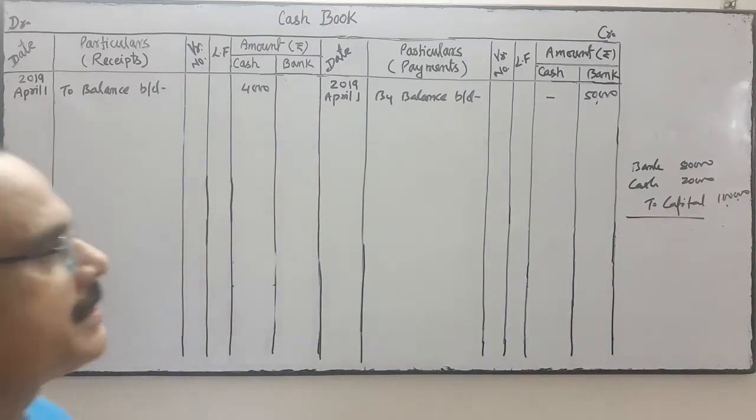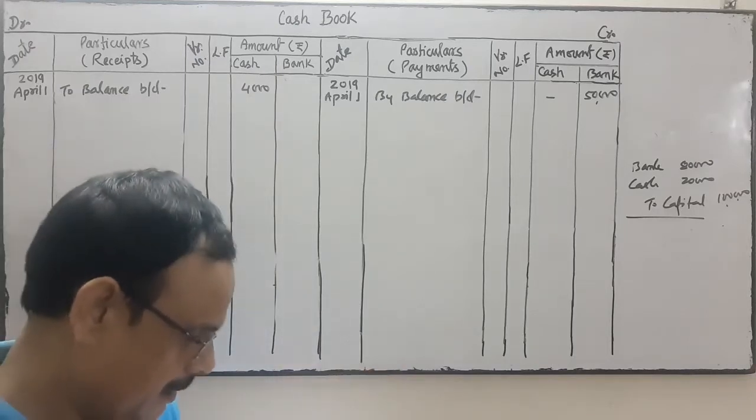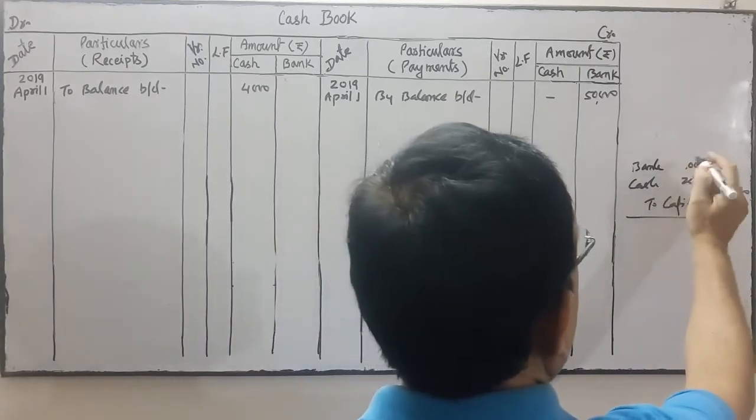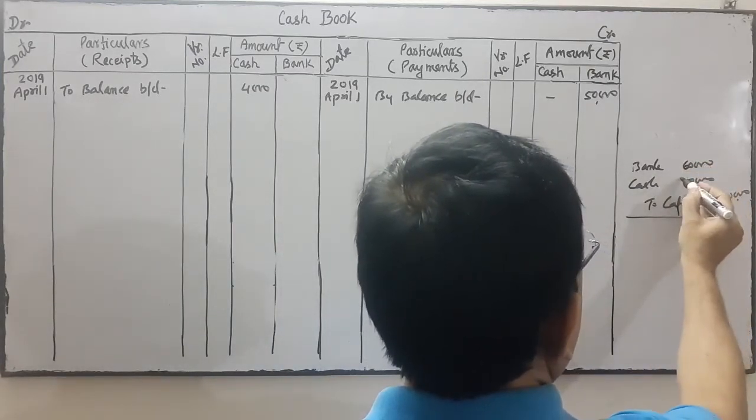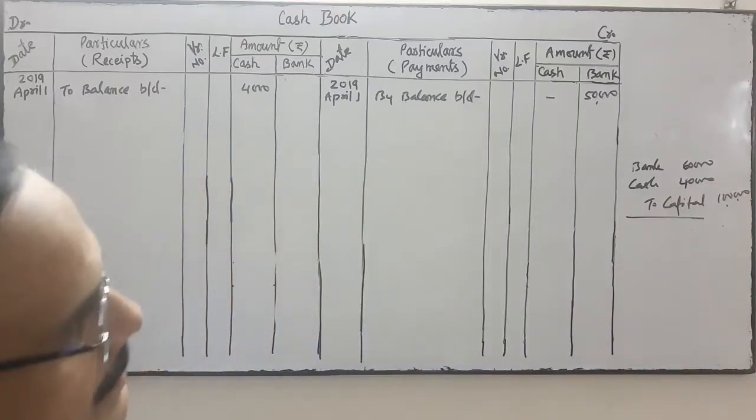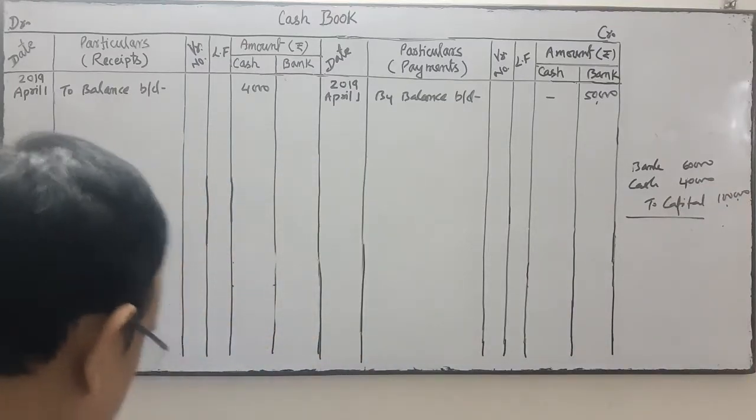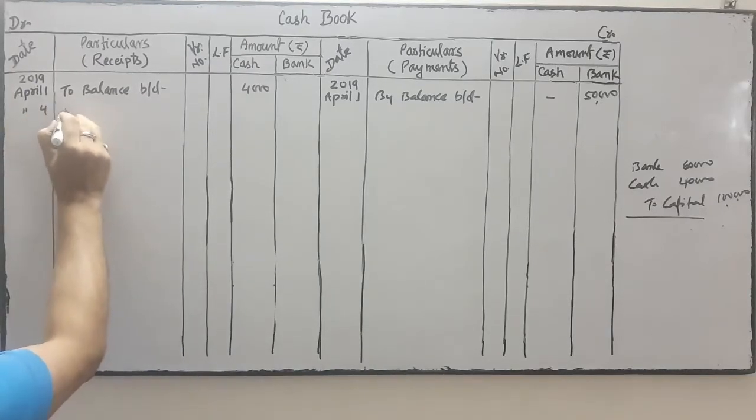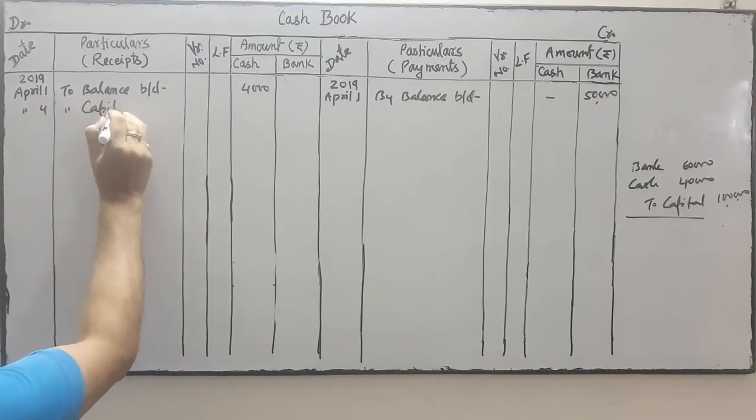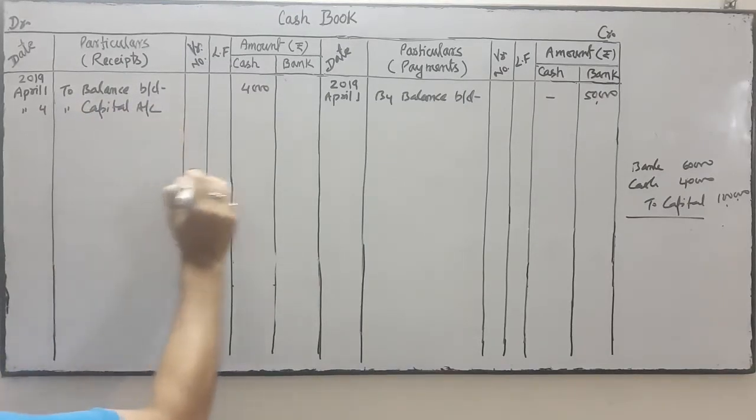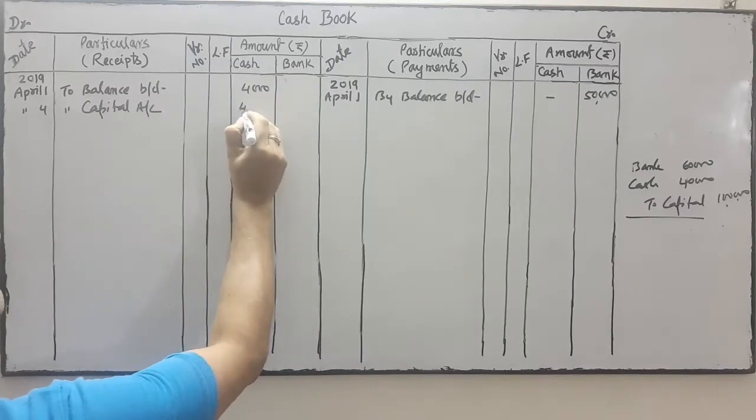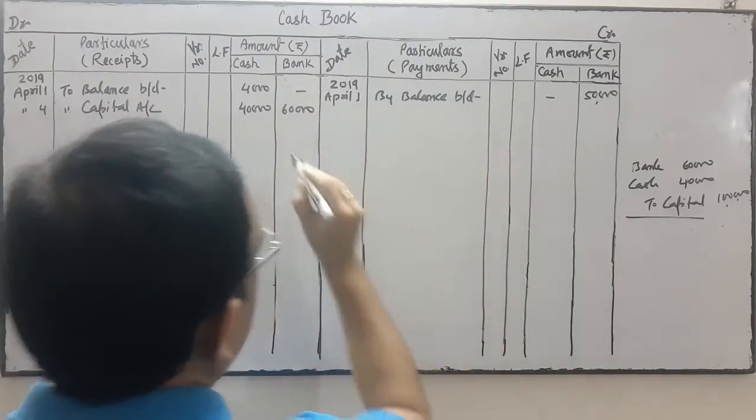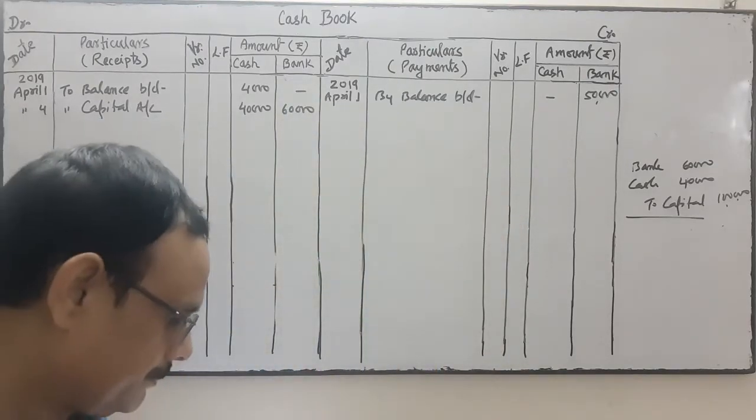If I say that you record this transaction in the journal, then you record it like this. Invested further capital 1 lakh, out of which 60,000 is in the bank, so 40,000 is in cash. Cash and bank both are debit. So on the debit side, on April 4, to capital. The opposite side of cash and bank is the capital account. In cash column 40, in bank column 60.